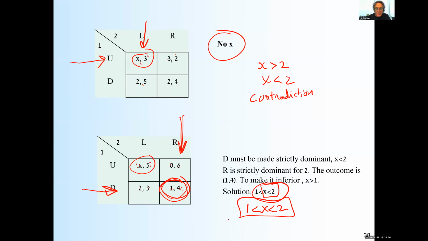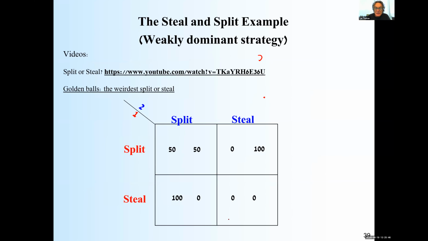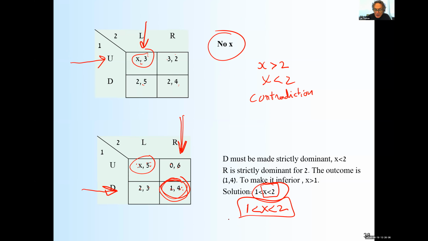Okay, now I want you to watch 2 videos. Great ones on a game that the name of the game is steal or split, or split or steal. And here is the site of the YouTube, and the game is amazingly nice. After you watch this video, I want to analyze this game. So please now, let's take a break to watch the 2 videos.